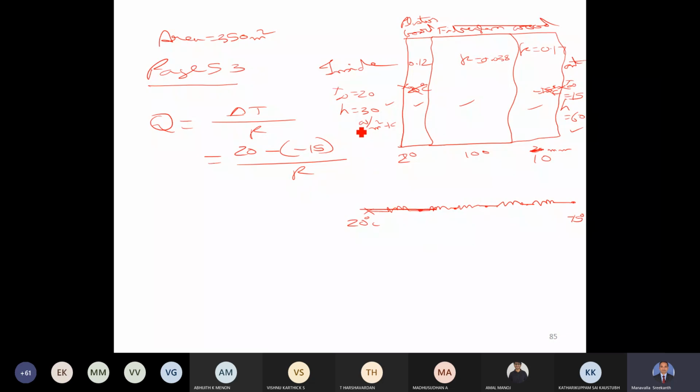Now, this resistance corresponds to convection, this corresponds to conduction, this corresponds to conduction, this corresponds to conduction, and this corresponds to convection. So, for convection, we know the resistance is 1 by HA, and for conduction it is L by KA, L by KA, L by KA, and 1 by HA. So we have to evaluate all these 5 resistances.